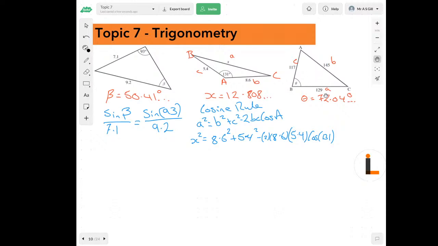And then finally, this last one is again the cosine rule. We've got three sides and we're trying to work out the angle. So this is just taking this here and then rearranging it to make angle A the subject.